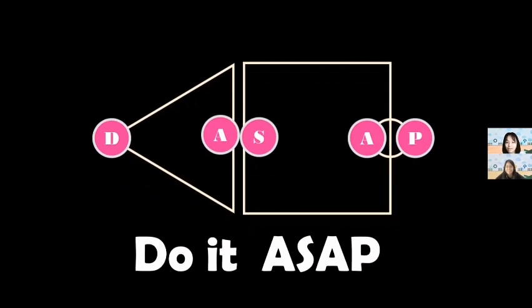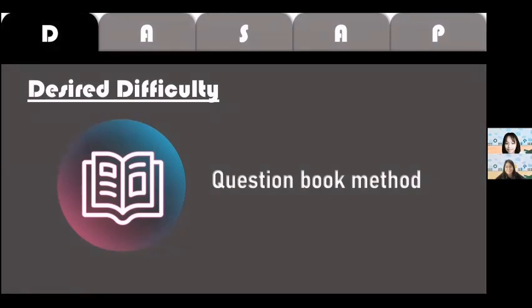Alright, now as we explain about the techniques one by one, please jot down some notes for better understanding. So the first study skill that we are going to talk about today is D, desired difficulty. This is more suitable for content-heavy subjects like sejarah or application-based subjects like maths and science that have more kebat or hot questions. A method to achieve desired difficulty is the question book method.